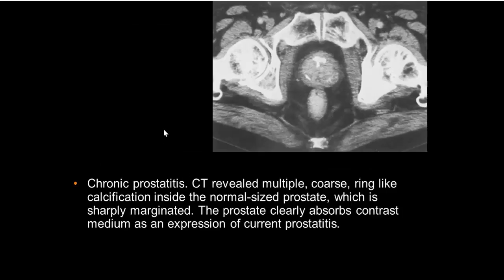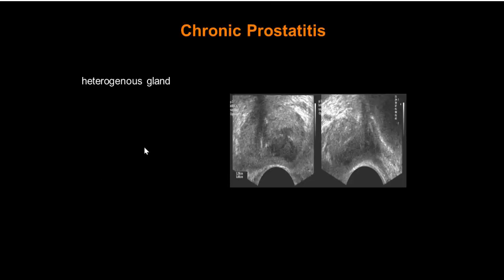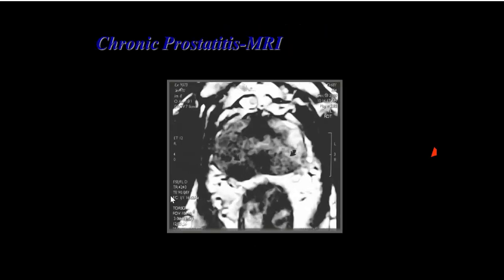Chronic prostatitis: CT revealed multiple coarse ring-like calcifications inside a normal-sized prostate, which is sharply marginated. The prostate clearly absorbs contrast medium as an expression of chronic prostatitis. Chronic prostatitis showing a heterogeneous gland. Chronic prostatitis in MRI shows peripheral areas of abnormal signal.